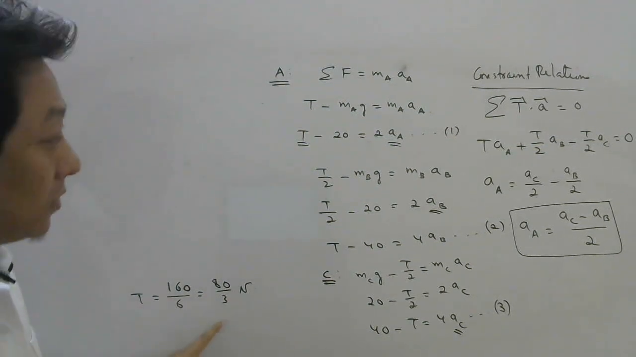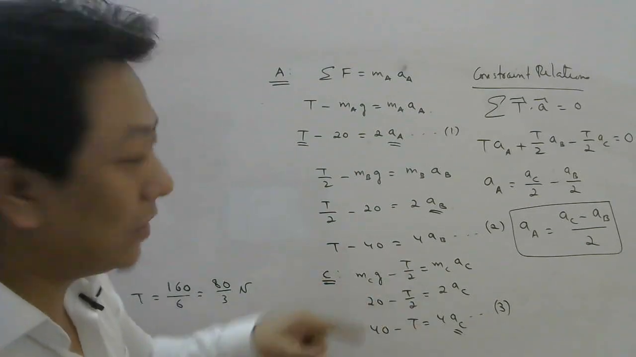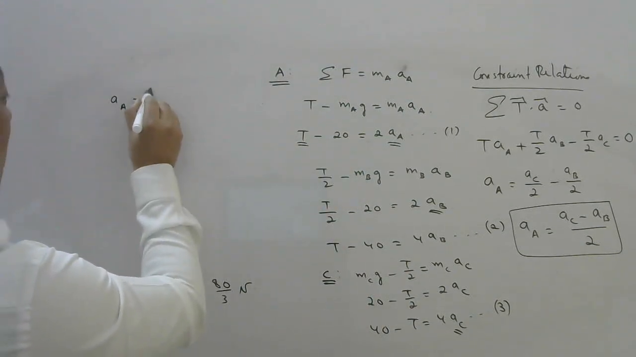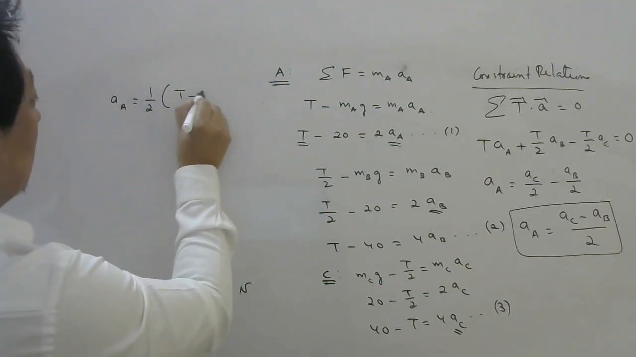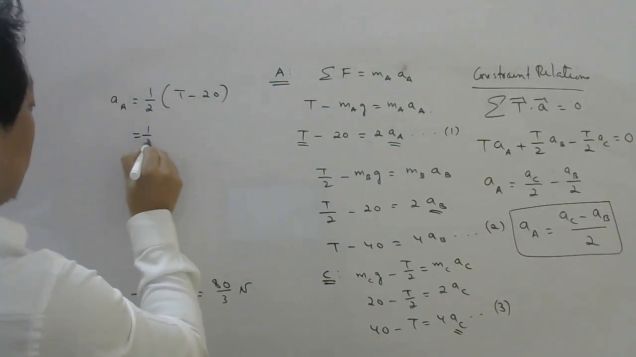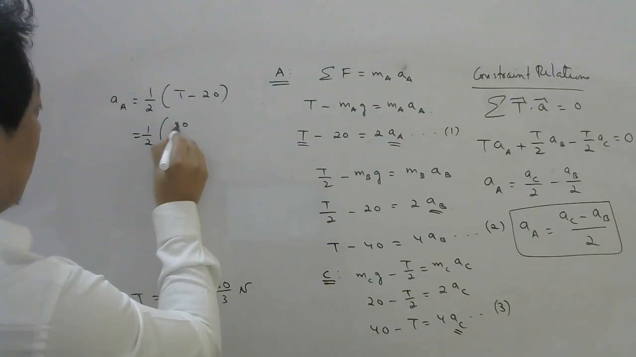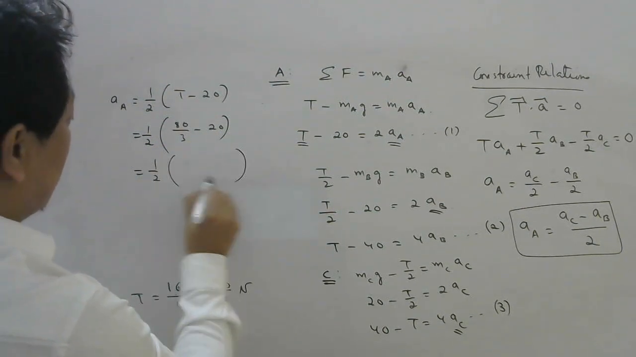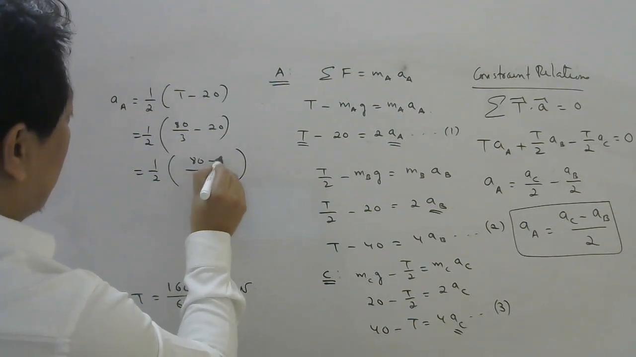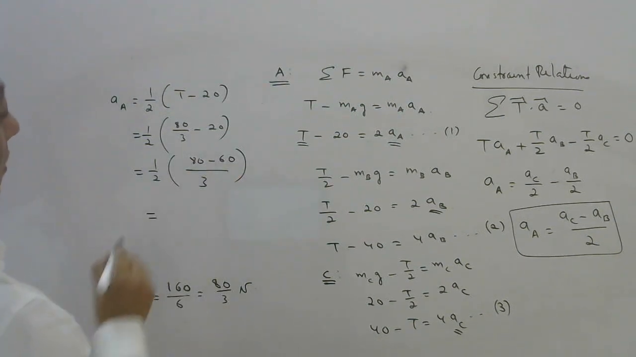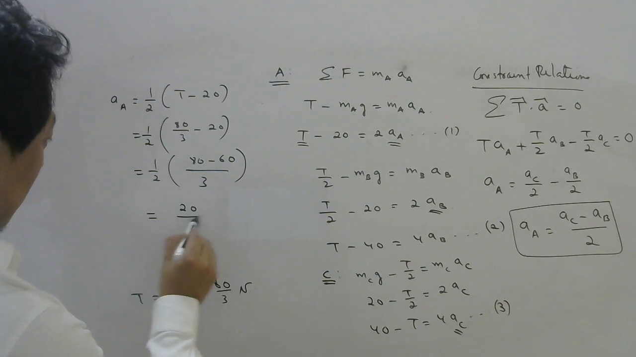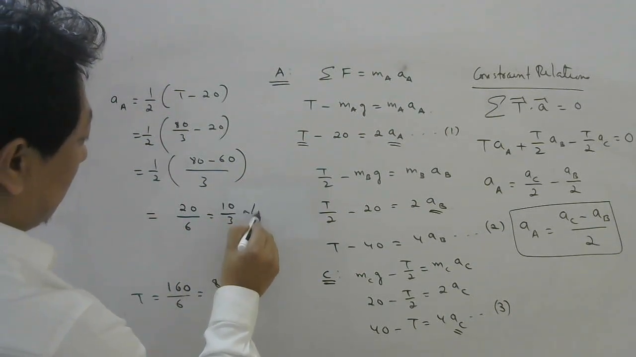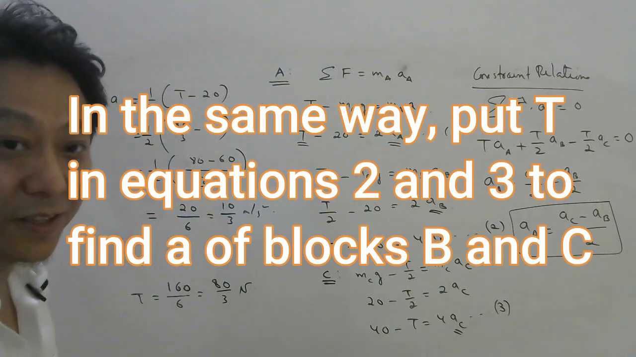Right? So once we know tension, now the acceleration of the 3 blocks we can easily find from here. So acceleration of block A will be half of T minus 20. So half of T is 80 by 3 minus 20. So this will be (80 minus 60) over 3. 80 minus 60 will be what? 20 by 2 into 3, 6, which is 10 by 3 meter per second square. So this is the acceleration of A.